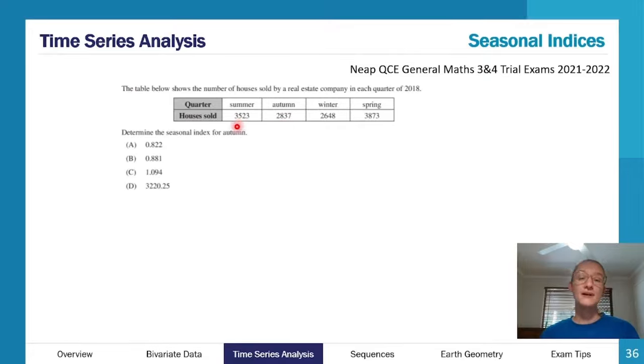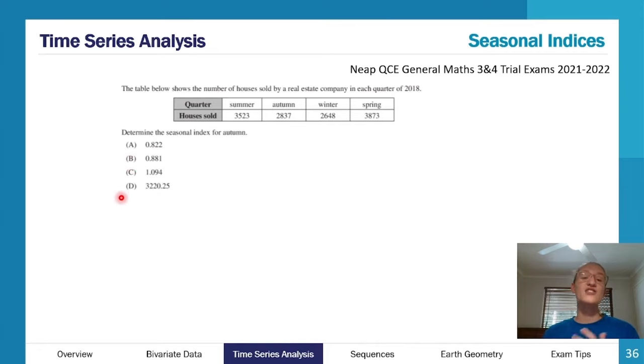But when we look at it, summer and spring are both in the 3,000s, but winter's also about 2,600. So interesting. Is my seasonal index going to be slightly above or slightly below 1? I'm not sure yet. We're going to have to calculate it to work it out, because we've got these 2 that are a bit higher and these 2 that are a bit lower. So my thinking is that summer and spring will have a seasonal index above 1, and autumn and winter will probably have a seasonal index of below 1.